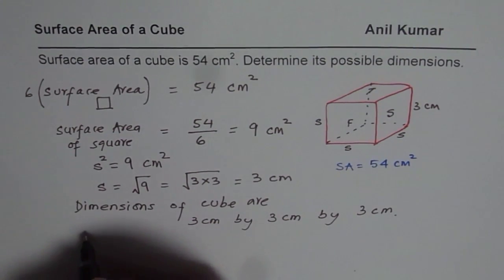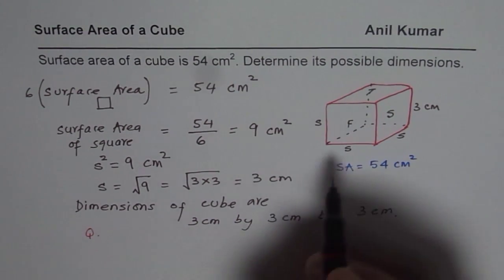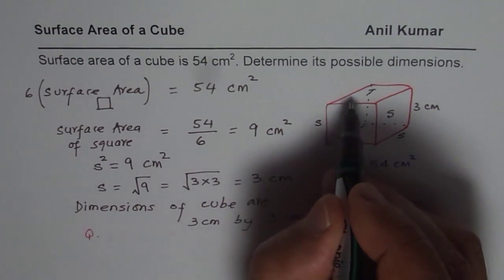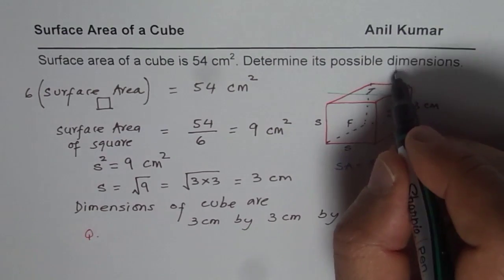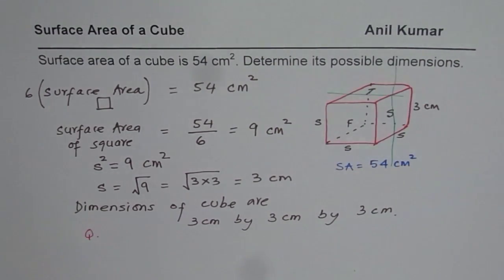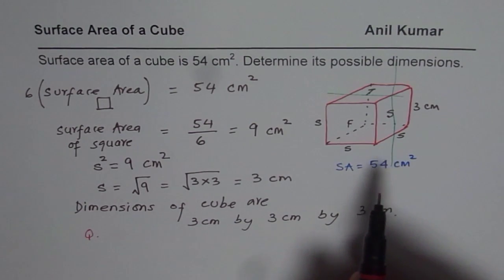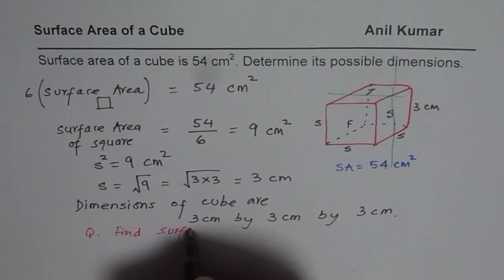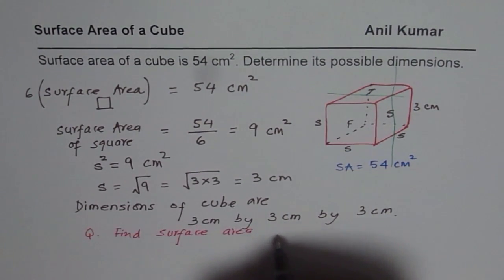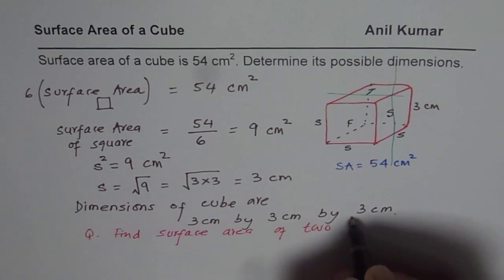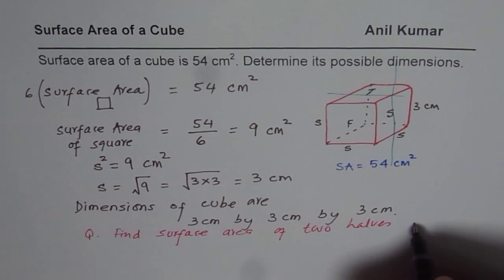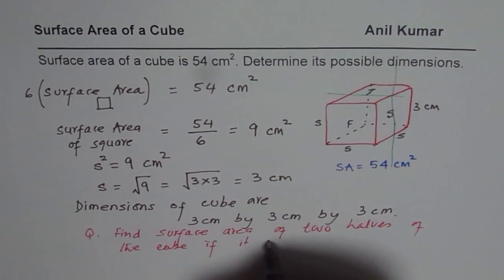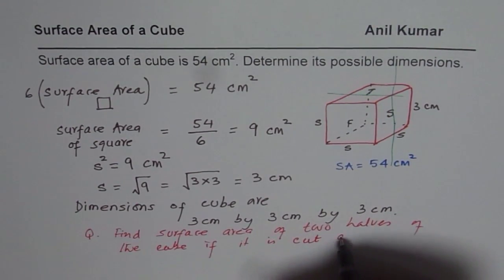Now here is a question for you. If I cut this into equal halves, let us say I cut it from here, then find the surface area of the 2 halves of the cube if it is cut as shown.